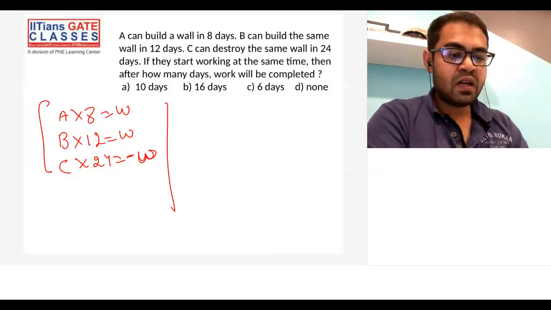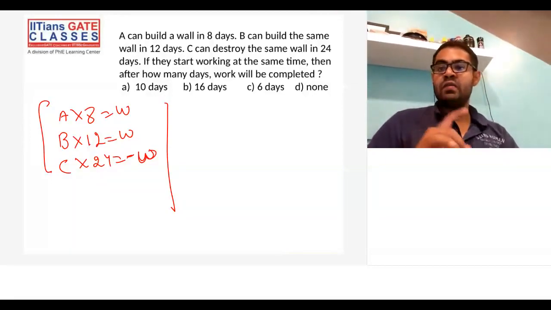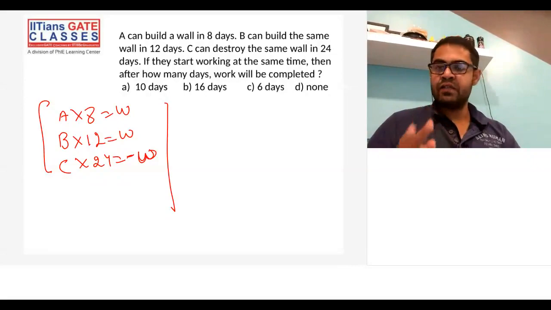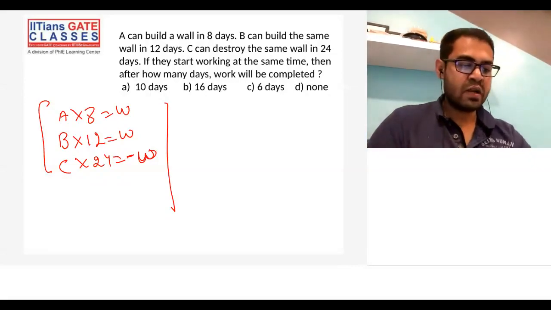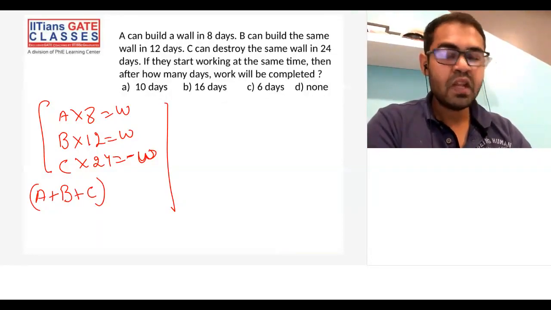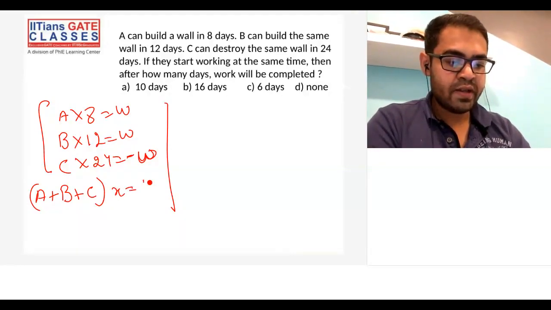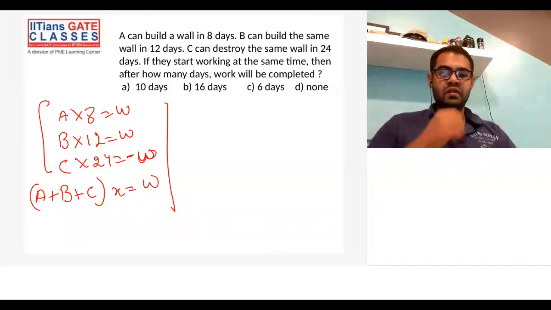So if they start working at the same time, then after how many days will the work be completed? Now they are saying they are working at the same time, they are working together, and they are asking after how many days the work will be completed. So let me just write the equation. That means all of them are working together. In fact, this minus sign thing I'll explain in this question only. Let's say they work for X days and complete the work W.